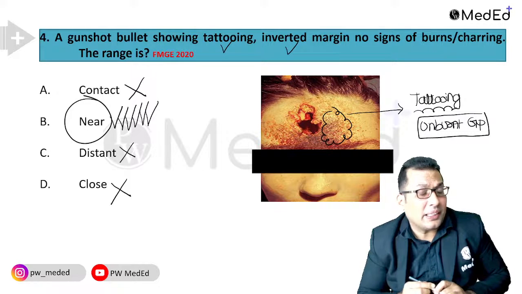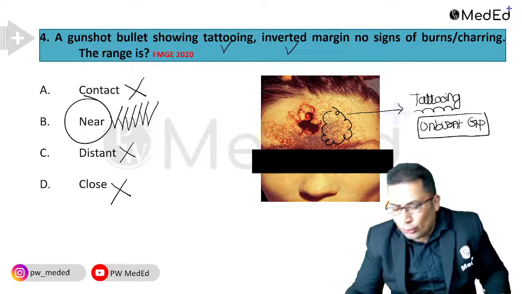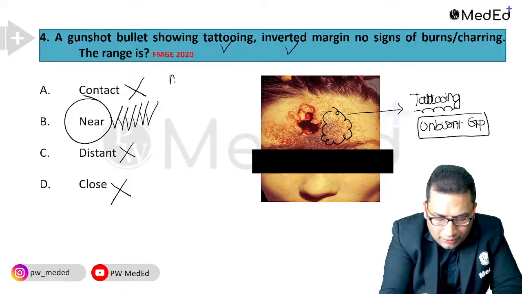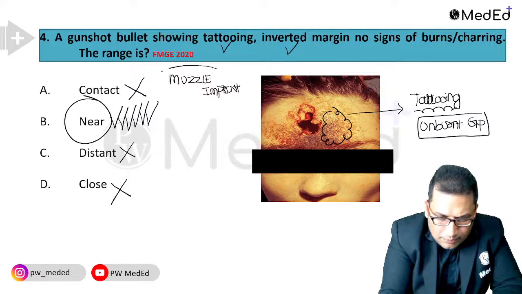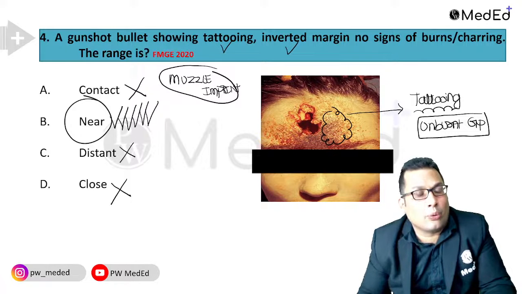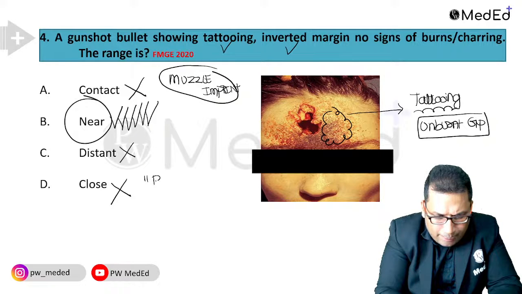Contact wound: what is the important finding? Anyone? What is the important finding in a contact wound? In a contact wound, you will see a muzzle imprint, or a cruciate or star-shaped entry wound. In a close shot, you will see blackening.